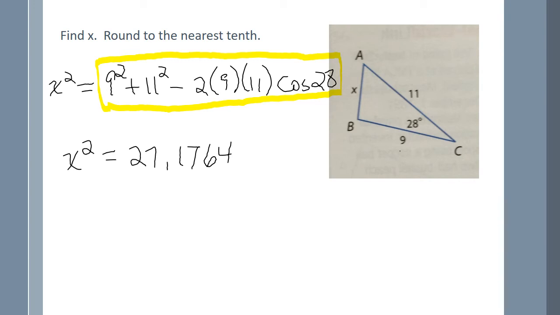Alright, well, I am going to take the square root of 27.1764, and I've got 5.2131. So x would be approximately, rounding to the nearest tenth, 5.2.